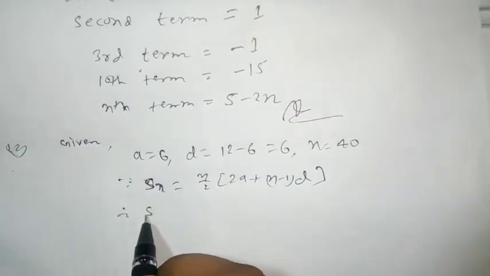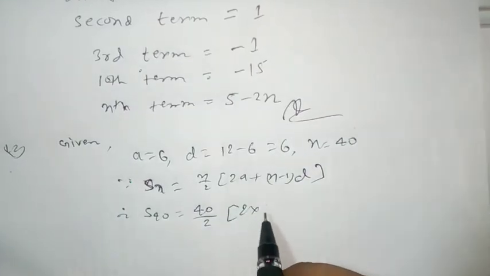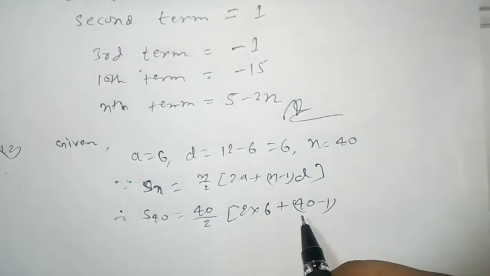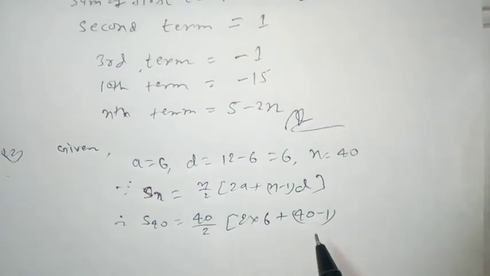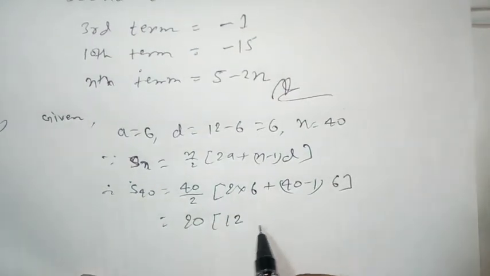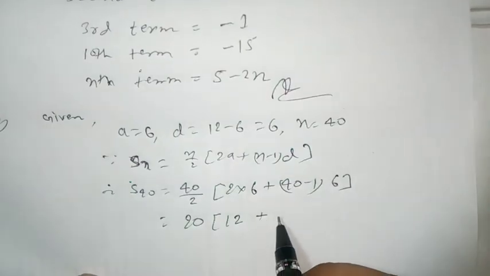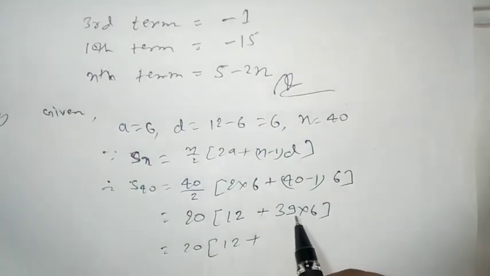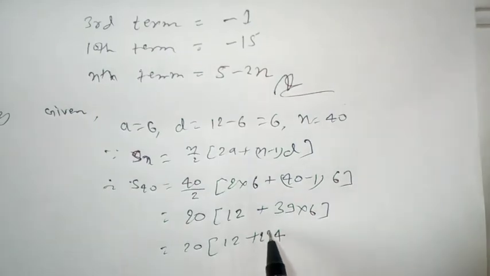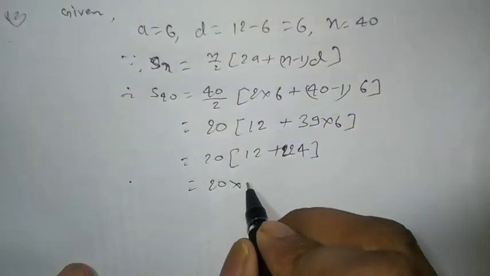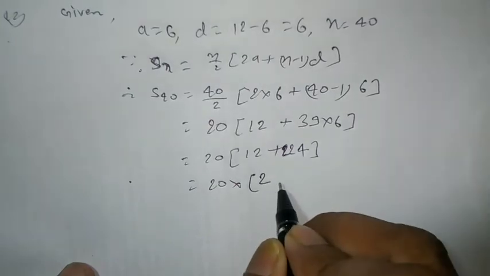therefore S40 is equal to 40 by 2 into 2 into 6 plus 40 minus 1 into 6 is equal to 40 by 2 is equal to 20, 12 plus 39 into 6. 20 into 12 plus 39 into 6, 9 6 are 54, 4 6 are 24, and 3 6 are 18... is equal to 20 into 236.